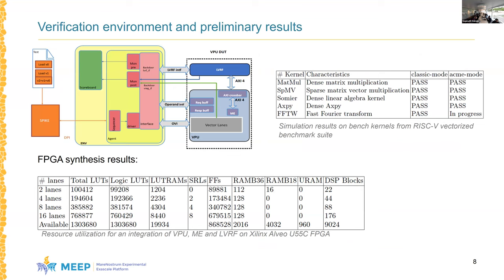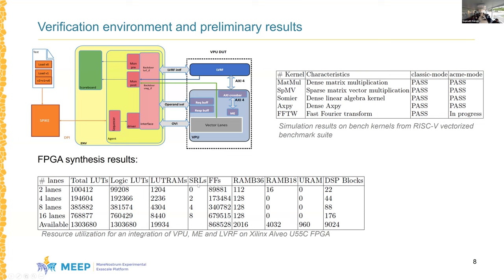To verify this RTL, since the memory tile is still under development, we use a UVM testbench which mimics the behavior of the memory tile. It receives the request from the VPU, and according to the request, it writes the data to the LVRF and responds to the VPU saying that the data is there and the VPU can continue with the instruction execution. The same instruction is executed on Spike, where it generates some outputs, and the outputs are compared and finally we verify the results. With that, we have run some mini ISA tests and also some kernels from the RISC-V vectorized benchmark suite, and four of them are passing. One of them is currently in progress, where we have masked instructions, which are still under progress.